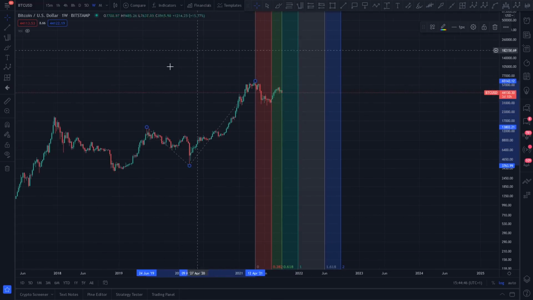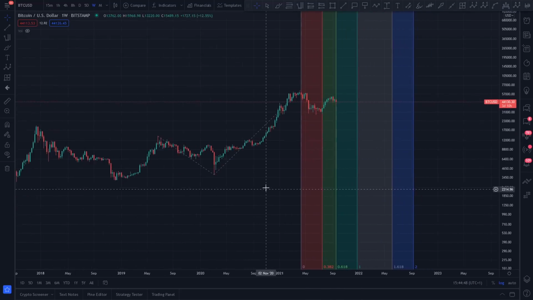So using this trend-based fib time, what I'm going to do is try and pinpoint again where I think we're going to bottom out here for Bitcoin, and where we're going to start to see it pick up as it did here off this high, low to the high.